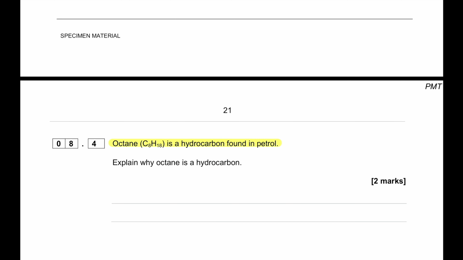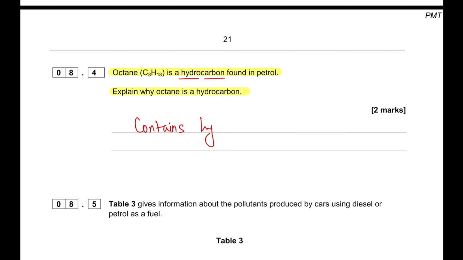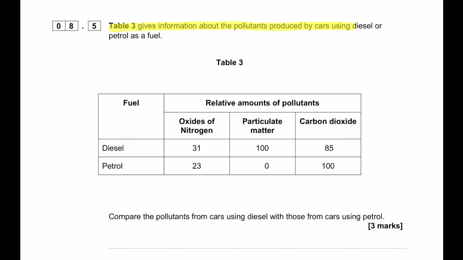Octane is a hydrocarbon, C8H18, found in petrol. Explain why octane is a hydrocarbon. Any compound that contains only hydrogen and only carbon, that's why we call it a hydrocarbon. Table 3 gives information about the pollutants produced by cars using diesel or petrol as a fuel. Diesel: oxides of nitrogen 31, particulate matter 100, carbon dioxide 85. Petrol: oxides of nitrogen 23, and carbon dioxide 100.